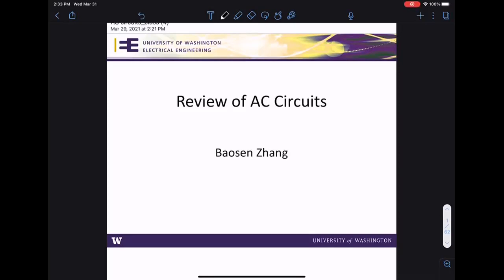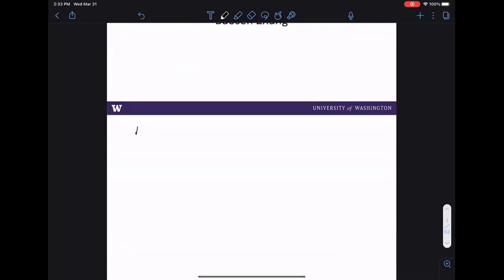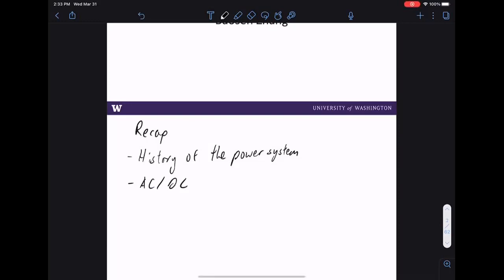So, if you recall from last time, let's look at the recap. Last time we talked a little bit about the history of the power system. We talked about how it was developed and what applications drove the expansion of the grid. Then we talked about AC versus DC, and the advantage of having alternating current versus direct current.